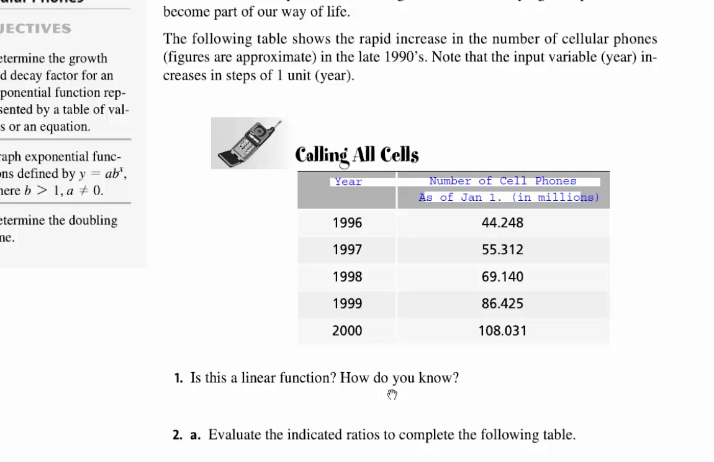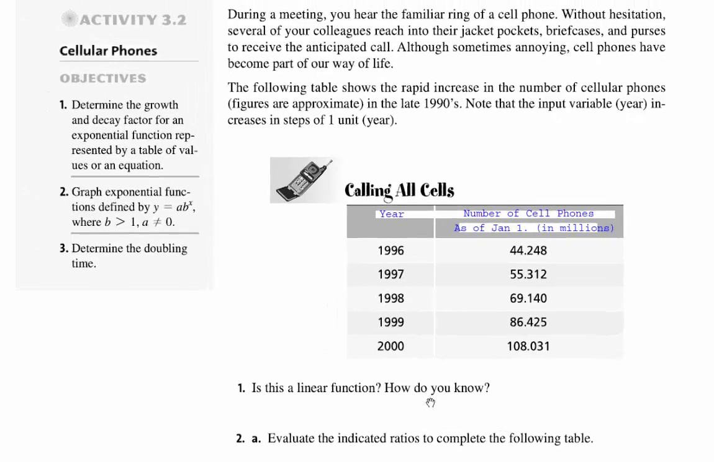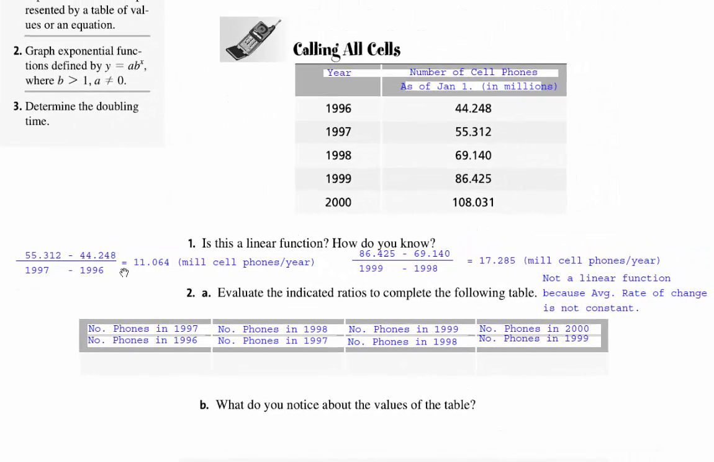And right away we're asked, is this a linear function? How do you know? So you have to remember the test for a linear function is the average rate of change. Are they consistent, right? Do we get the same slope? So we're going to have to show a test down here. After I perform my average rate of change calculations, you'll notice I get an average rate of change of 11.064 million cell phones per year and 17.285 million cell phones per year. I just took two ordered pairs and calculated the average rate of change. And since the average rates of change are not constant, we can say this is not a linear function.